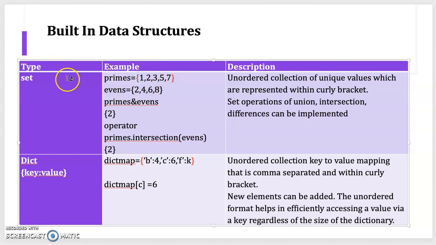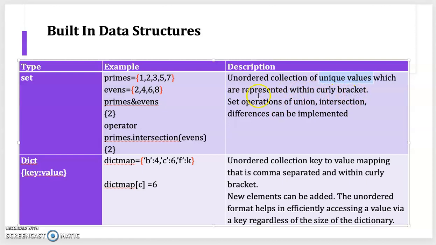The first set we call prime, that's the prime numbers. The second one we call even, that's for the even numbers. For prime, we have 1, 2, 3, 5, 7. Then we have the even numbers 2, 4, 6, and 8. They are an unordered collection, but the most important thing is a set only contains unique values. So they are represented within the curly bracket.